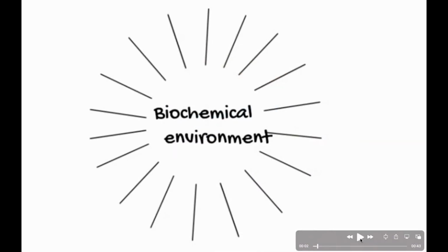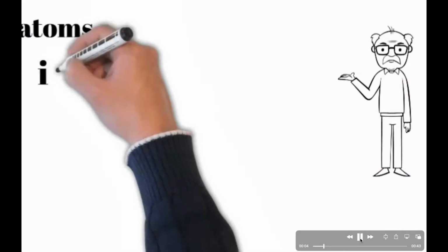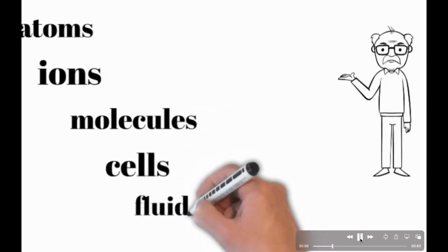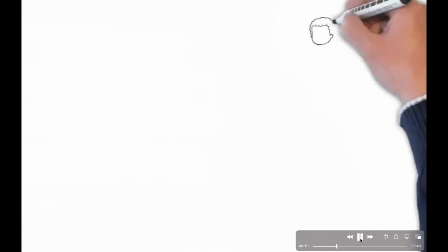Understanding the biochemical environment of the human body is critically important if we're going to really be able to conceptualize and understand any of the biochemical or physiological processes that occur within the body. So let's start with a look at this. We're going to talk about atoms, ions, molecules, cells, and the fluid compartments within the body.